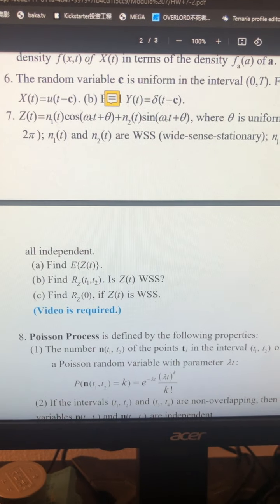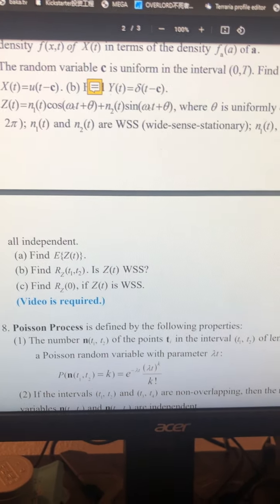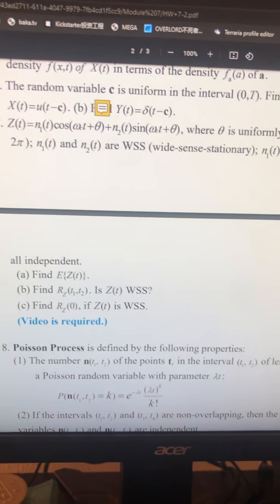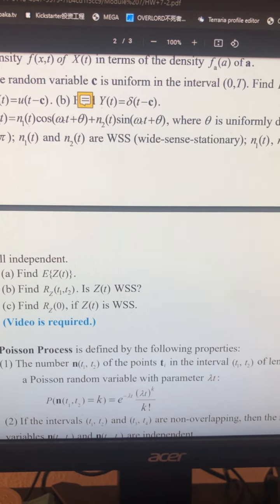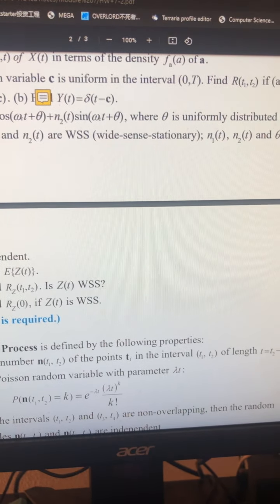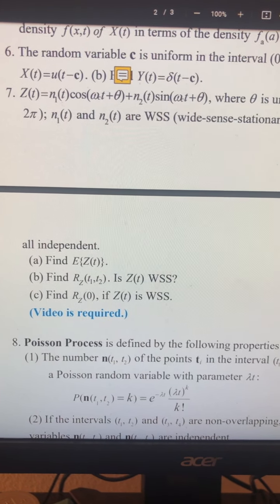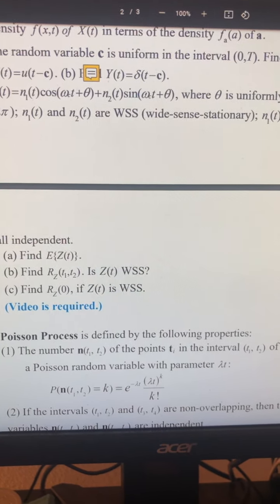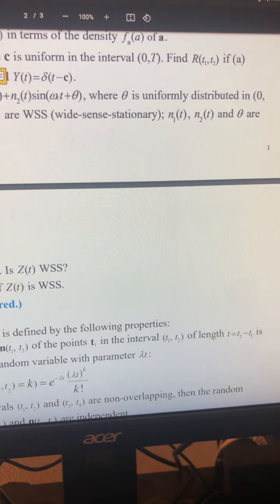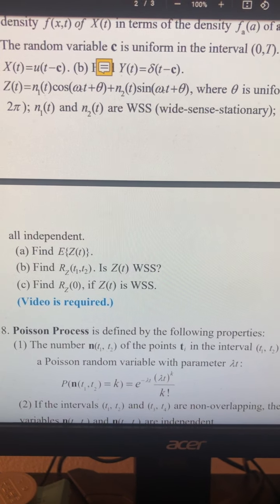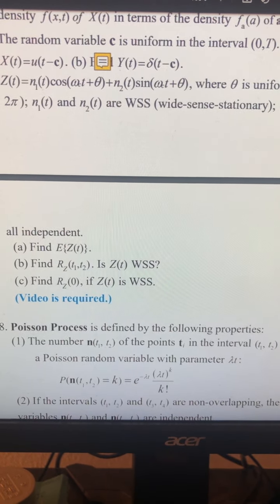For question 7, Z(t) is equal to N1(t) cosine(ω_c t + θ) plus N2(t) sine(ω_c t + θ), where θ is uniformly distributed in 0 to 2π, and N1(t) and N2(t) are wide sense stationary, and N1(t), N2(t) and θ are all independent. So the first question is to find the expectation of Z(t).